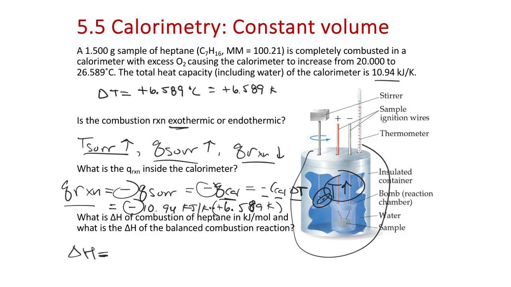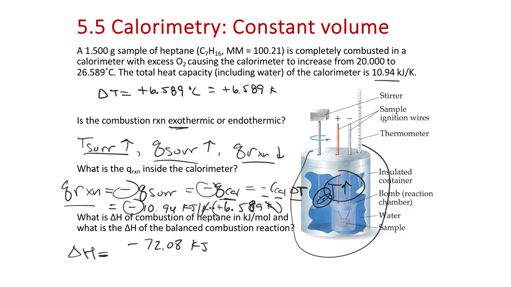10.94 times 6.589 is negative 72.08. And then our units here are just kJ, because it's kJ per Kelvin times Kelvin. And also remember your delta T in degrees C, your 6.589 temperature increase, is the same in Kelvin. That's 6.589 Kelvin, so we don't need to do any temperature conversions here.